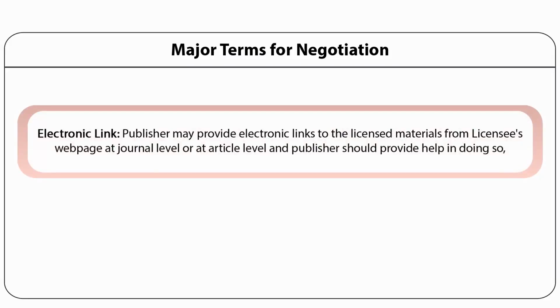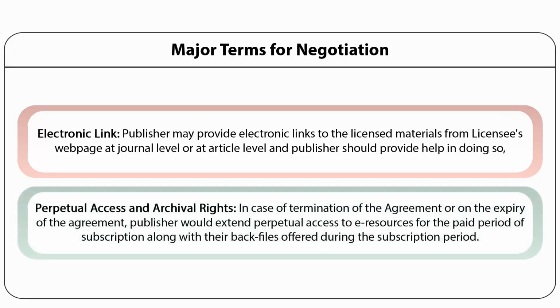Electronic links. Publisher may provide electronic links to the licensed material from the licensee's web page at journal level or at the article level, and publishers should provide help in doing so. Perpetual access and archival rights. In case of termination of the agreement or on the expiry of the agreement, the publisher would extend perpetual access to e-resources for the paid-for period along with their back files offered during the subscription period.